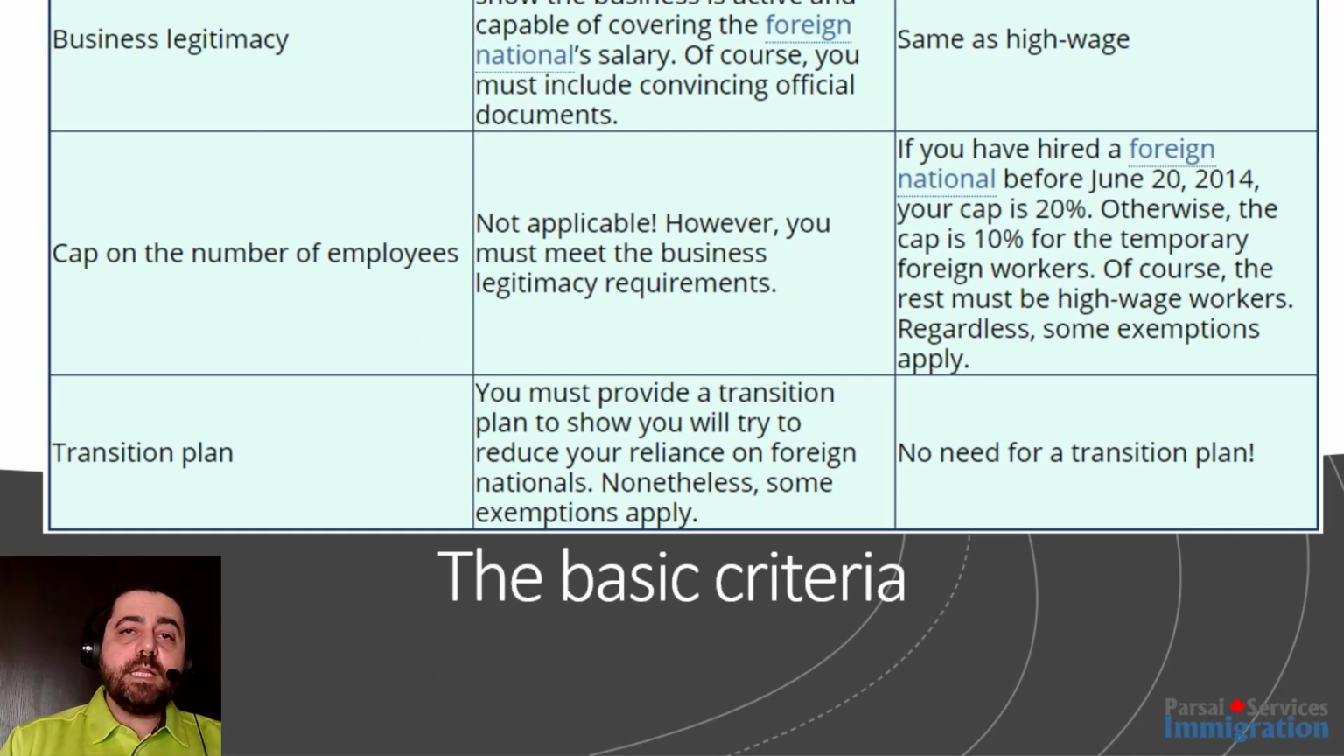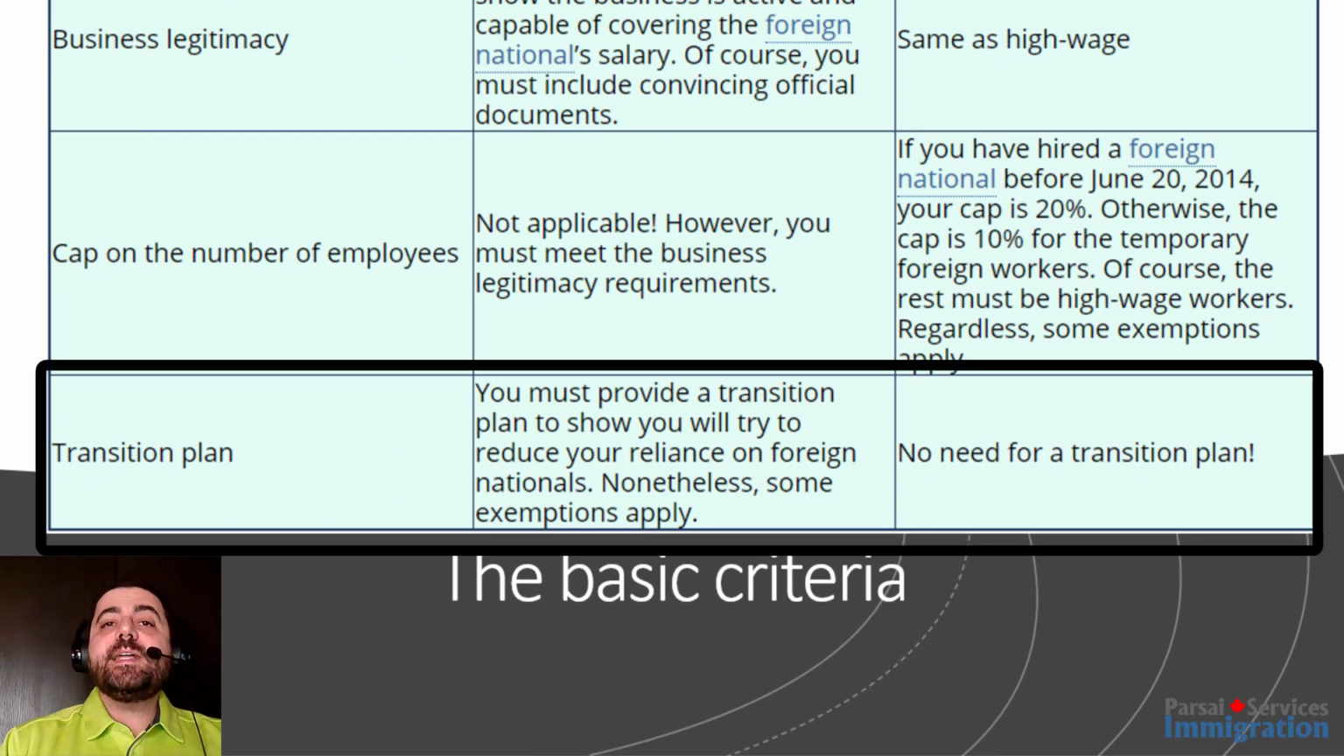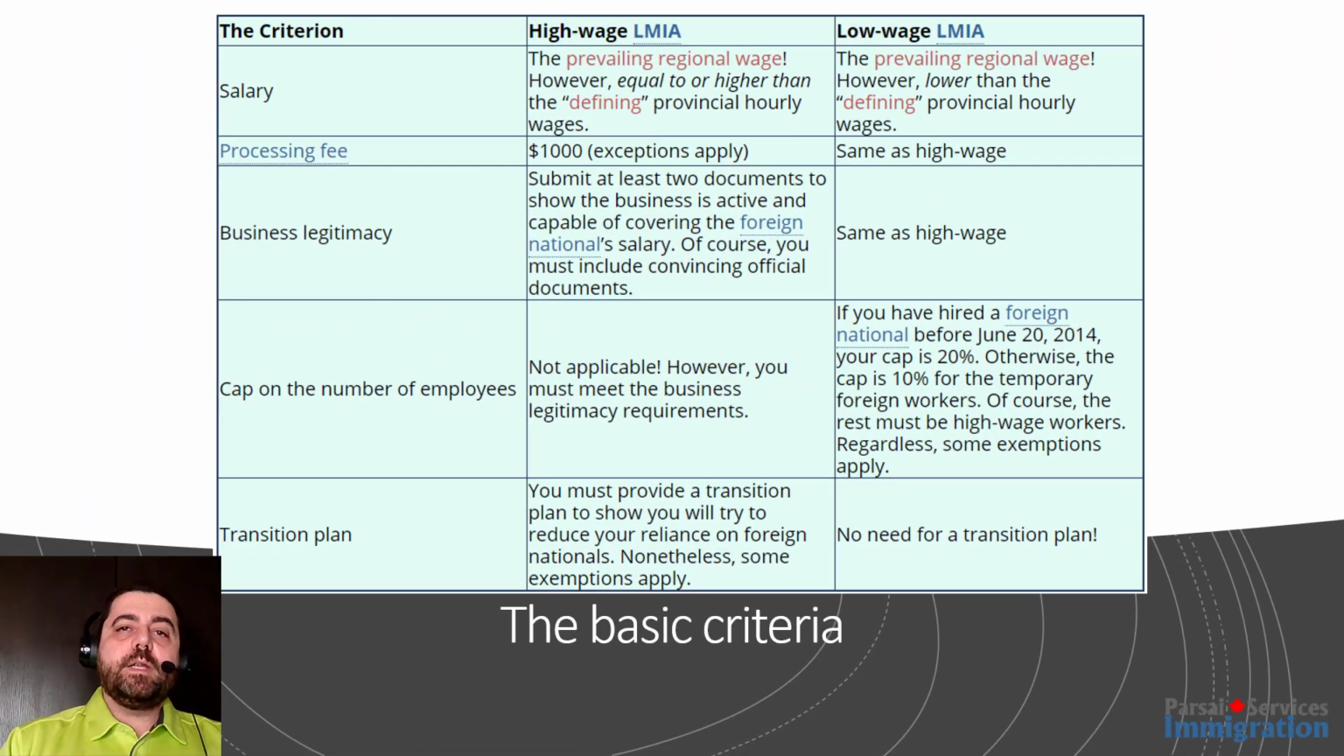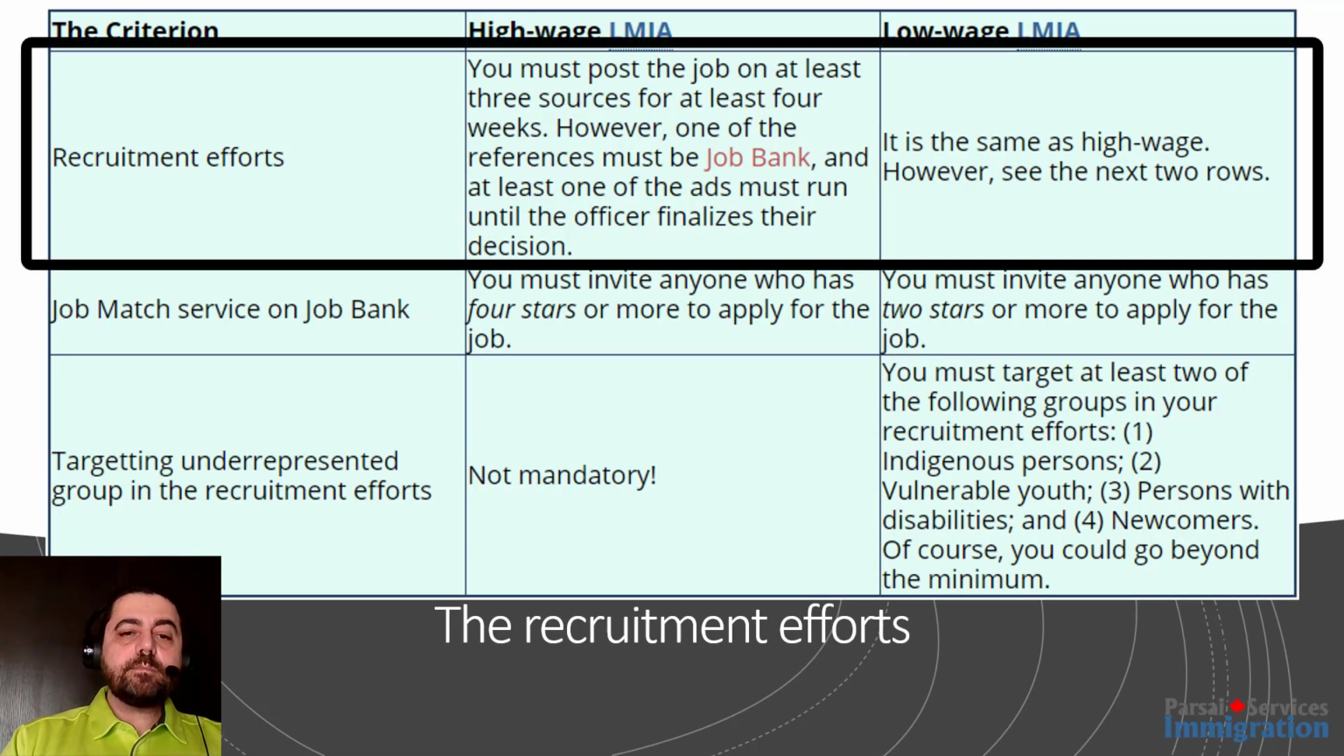For high wage LMIA, you need to offer a transition plan that shows that you are doing your best to replace the foreign national with Canadian citizens or permanent residents of Canada. For low wage LMIA, there is no need for a transition plan.